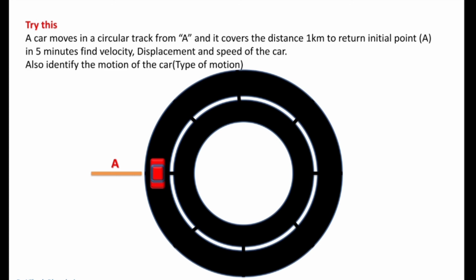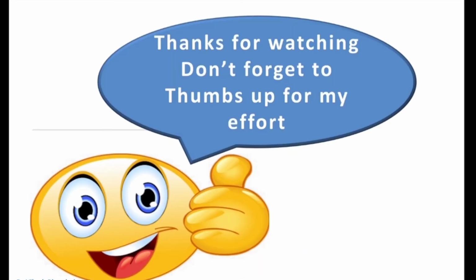We already discussed different types of motion, like rotary motion, translatory motion, rectilinear motion. Which kind does it come under, that we need to tell. Please try this. A car is moving like this from A to A, and it covers 1 kilometer distance in 5 minutes. Please try this problem and comment in the comment section.